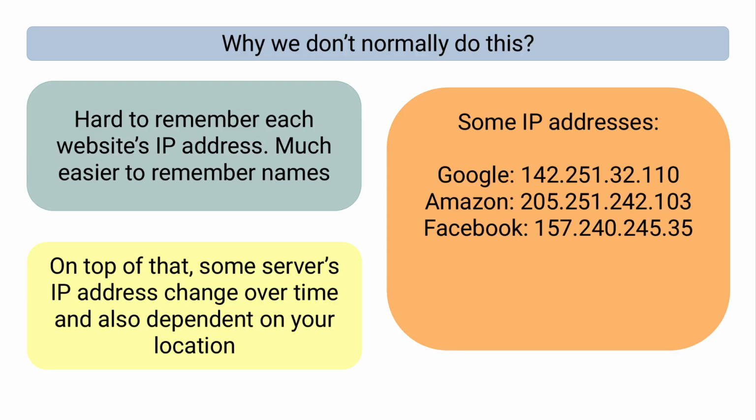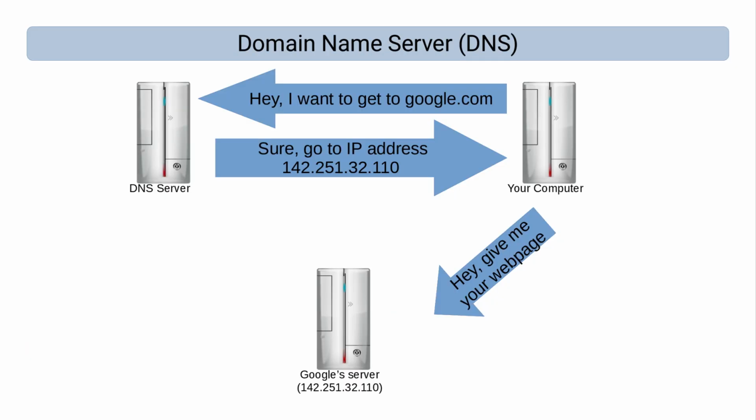You normally type in something like Google.com or Amazon.com. You're not typing in 142.251.32.11. I mean, it would be extremely difficult to remember the IP address of every website that you want to go to, even if you had it bookmarked. And that is where domain names come in.